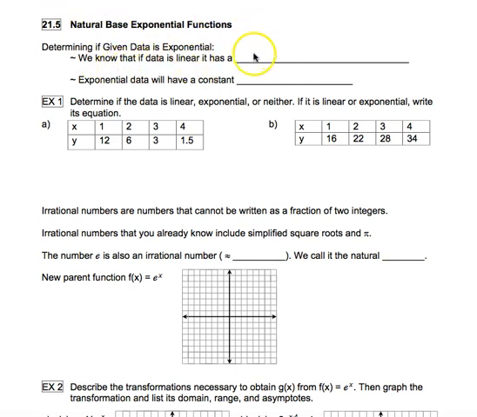So we know that data is linear if it has a constant rate of change. Your Algebra 1 teacher said that phrase over and over again. Constant rate of change means that the change in y over the change in x is the same for every set of ordered pairs that you could pick. So it's constant. Exponential data doesn't have a constant rate of change because it doesn't have a slope. The change increases significantly as we go on, or decreases if we're talking about decay.